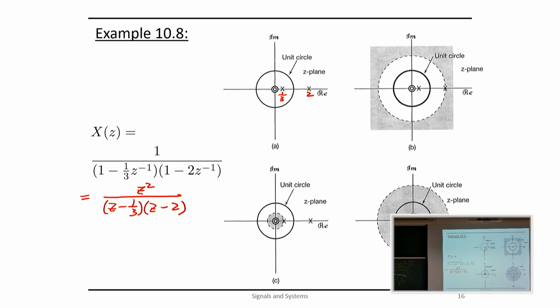Now, furthermore, you can see here that the Fourier transform exists only in this case, because only in this case will it include the unit circle. So in this case, the Fourier transform exists.